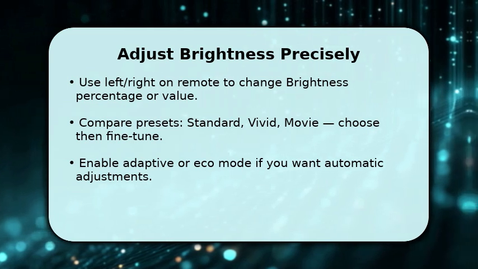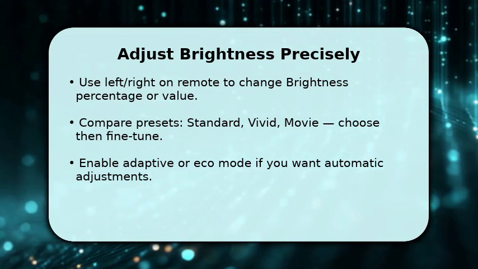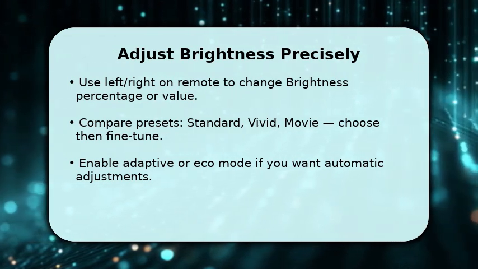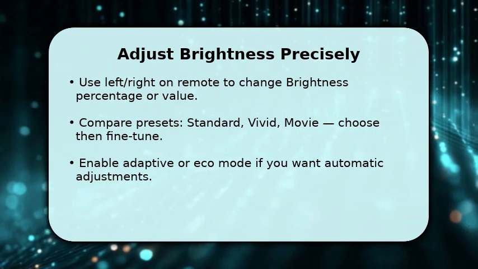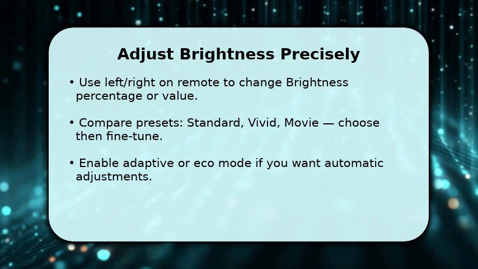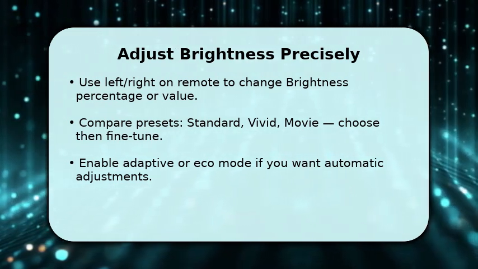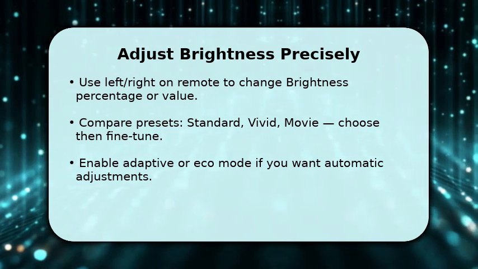Once done, compare picture presets like Standard, Vivid, and Movie because they affect contrast and color. Choose a preset, then fine-tune brightness for skin tones and shadow detail. Make sure you test with both dark and bright scenes so nothing clips. If available, enable Adaptive or Eco mode to let the TV tweak brightness.